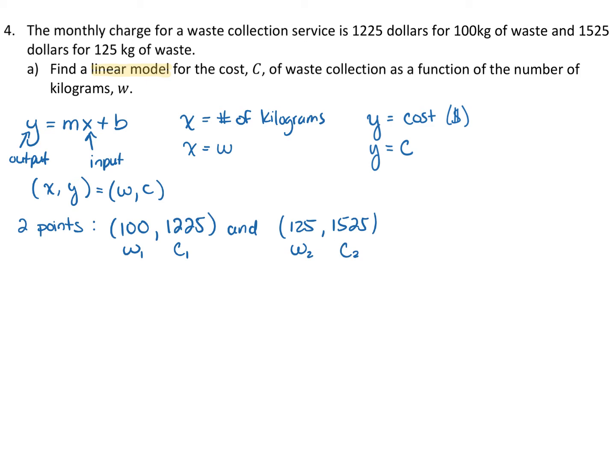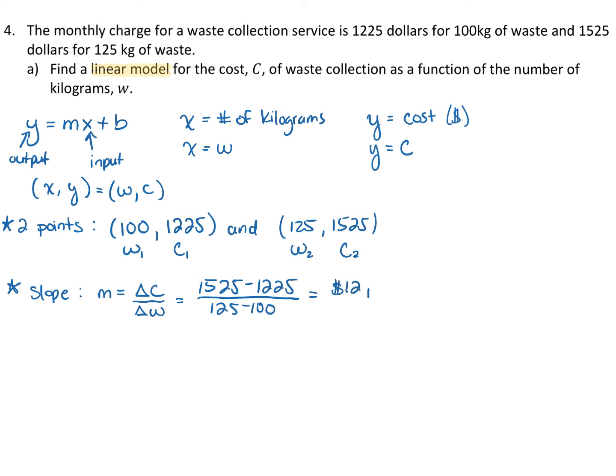Then the next thing that we're going to do after we write out our 2 points is calculate the slope. The slope of the linear function, which we are going to call m, is the change in cost over the change in kilograms. So here that would be 1525 minus 1225, divided by 125 minus 100. That gives me a slope of $12 per kilogram. So in the next question, when you're asked to interpret the slope, it tells us that the cost of waste collection is going to increase by $12 per kilogram.